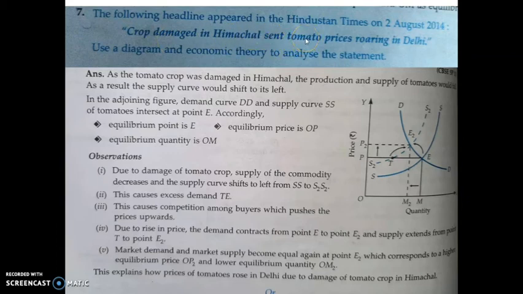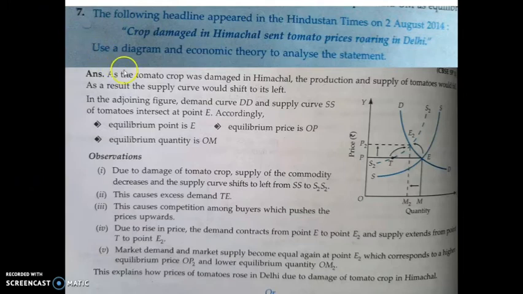That leads to what? There is a hike in the tomato price in Delhi. So use a diagram and economic theory to analyze the statement. How to write the answer for these questions?